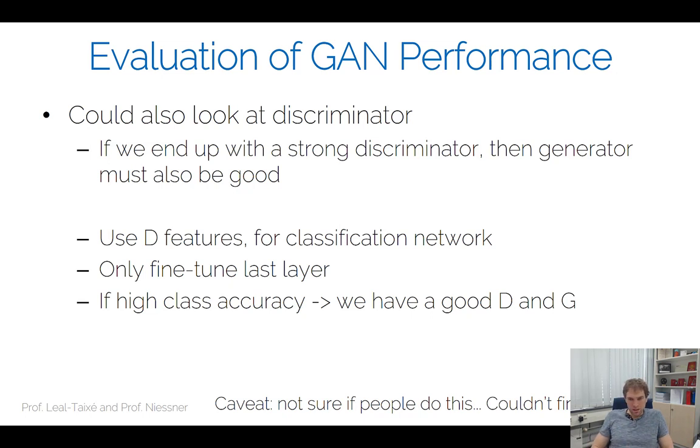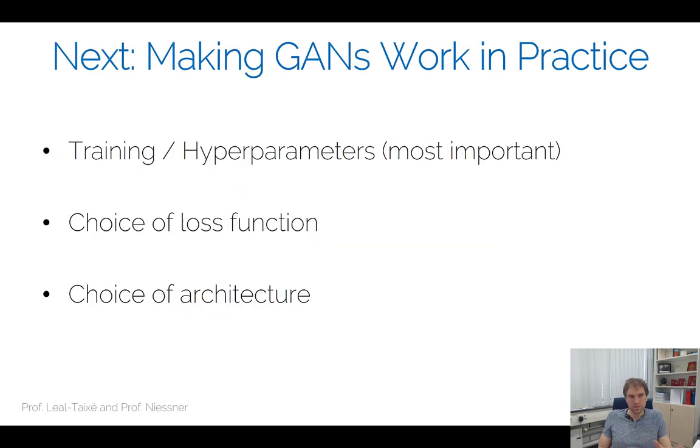Okay, that's it for now for how to evaluate GANs. But in practice, I can already guarantee you it's very tricky to train them. So I wanted to talk a little bit about what we can do to make GANs work in practice. There's three different things you can do. You can fix hyperparameters: training schedules, learning rates, possibly optimizers, possibly sampling, possibly data distributions, training sets, stuff like that. That's the most important thing we're going to look at.